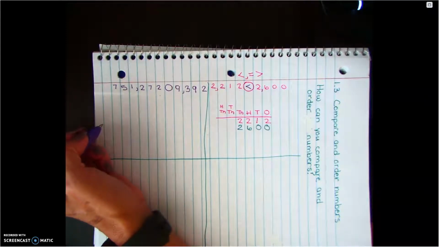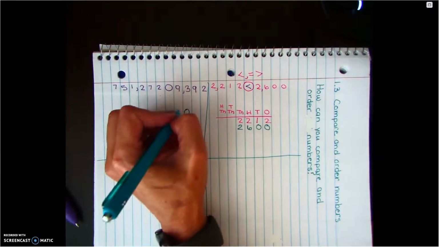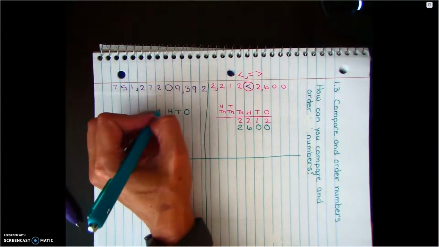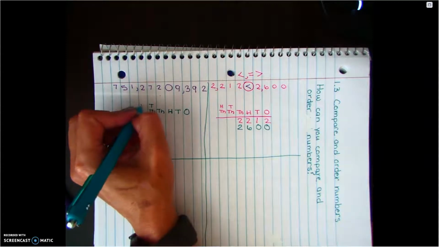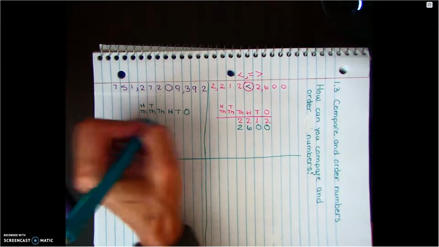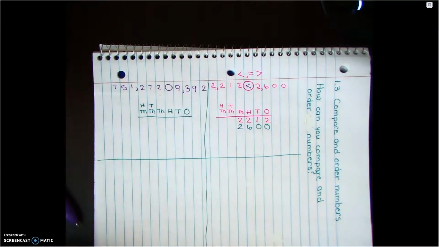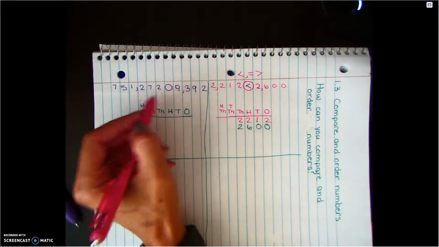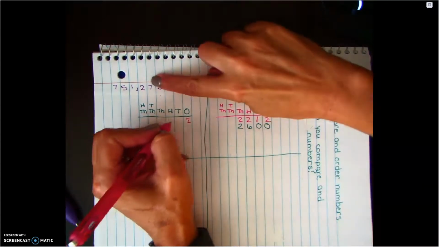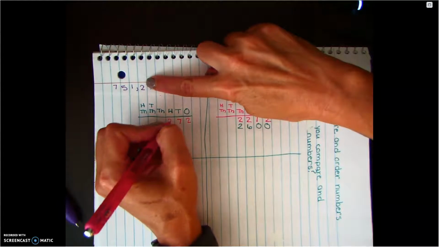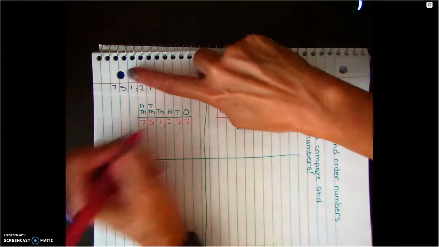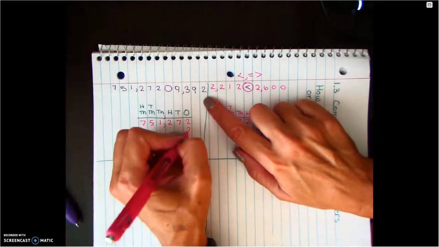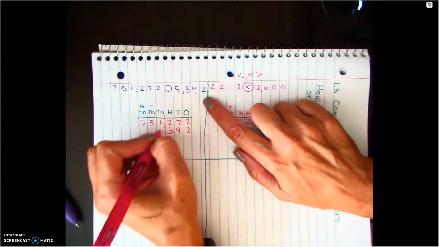Alright, so now I'm like, well, let me draw my hundreds chart. So my ones, my tens, my hundreds, my thousands, my 10,000s, and my 100,000s. When I'm writing it into my chart, I always start with my ones. Alright, so let's start with my ones. It's 2, 7, 2, 1, 5, 7, with my comma by the thousands, and then 2, 9, 3, 9.